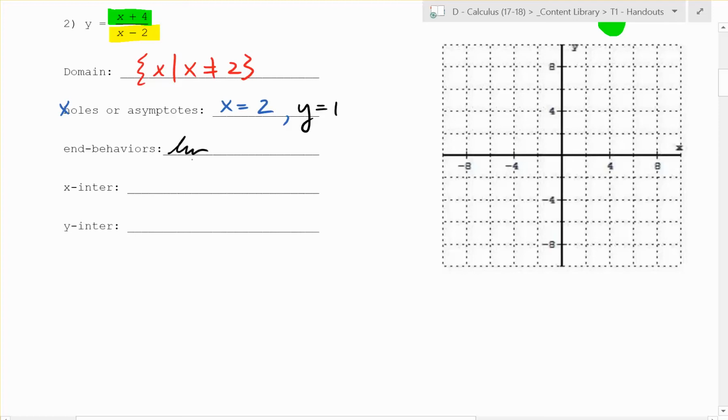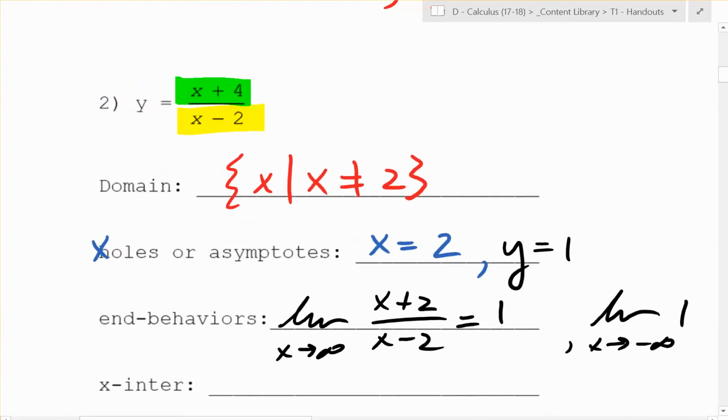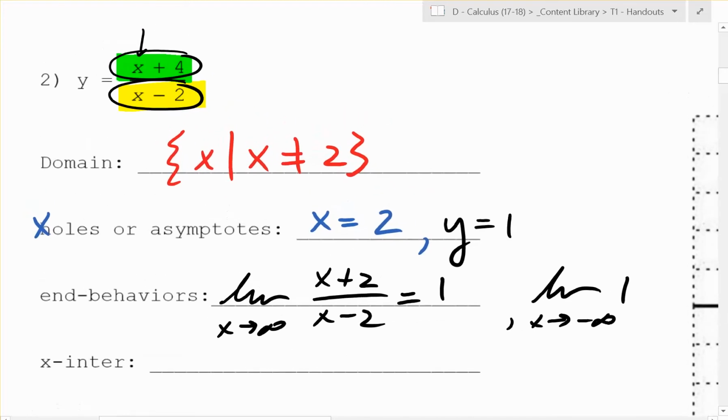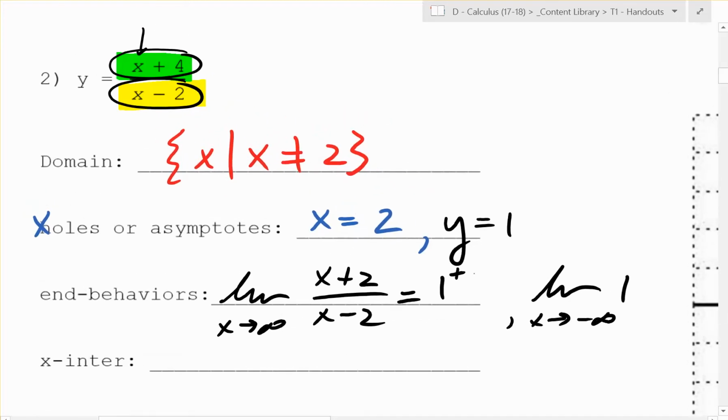What about the end behaviors? Going to infinity of x plus 4 over x minus 2. Well, we know it's going to go to 1, but the question is, does it approach from the top or the bottom? When you plug in a big positive number for x, the numerator is going to be bigger than the denominator. Like 10 plus 4 over 10 minus 2. It's going to get closer and closer to 1, but the top is always going to be bigger than the bottom, so it's going to approach from the top.